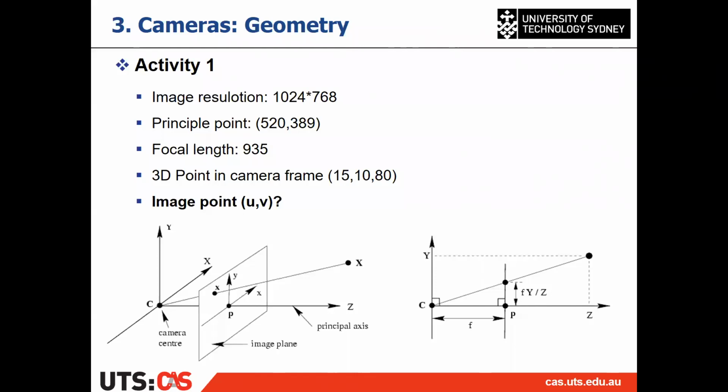Again, the 3D point is in the camera coordinate frame, which means you will use the central projection with the principal point offset instead of using the general case. Try to calculate the UV by yourself and let me know when you have an answer. Please do it now.